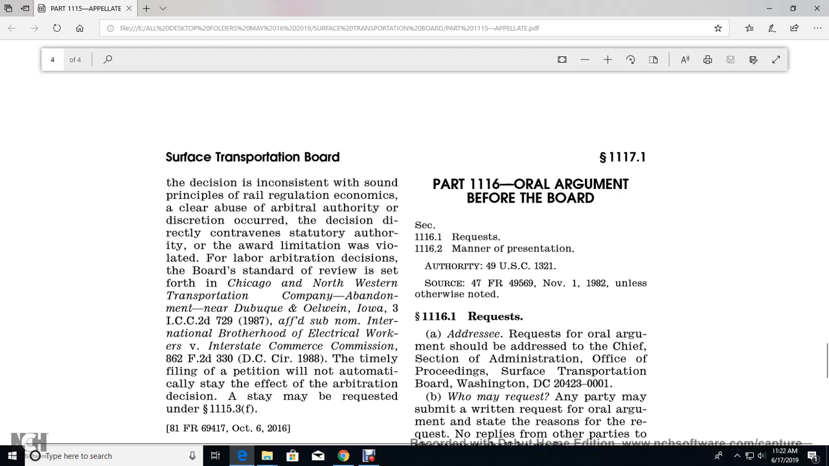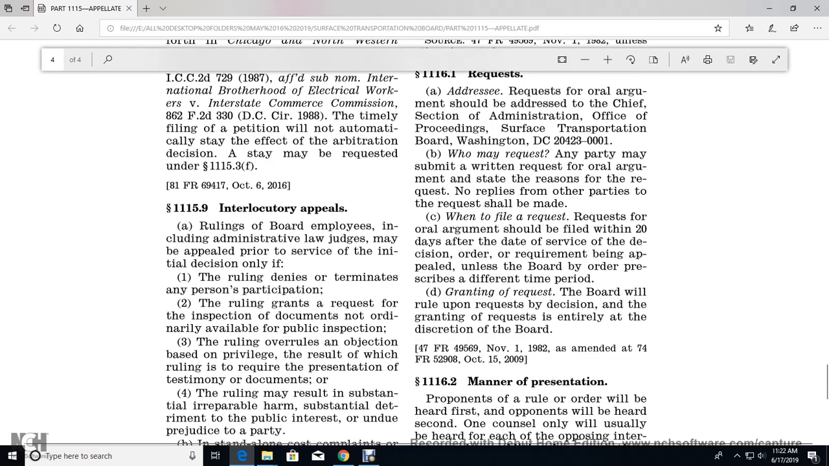The labor arbitration decision review standard is set forth in Chicago and North Western Transportation Company, Abandonment near Dubuque and Oelwein, Iowa, 3 ICC 2d 729, 1987, with the International Brotherhood of Electrical Workers and the Interstate Commerce Commission. The timely filing of the petition does not automatically stay the effect of the arbitration decision. A stay may be requested under 11.15.3.